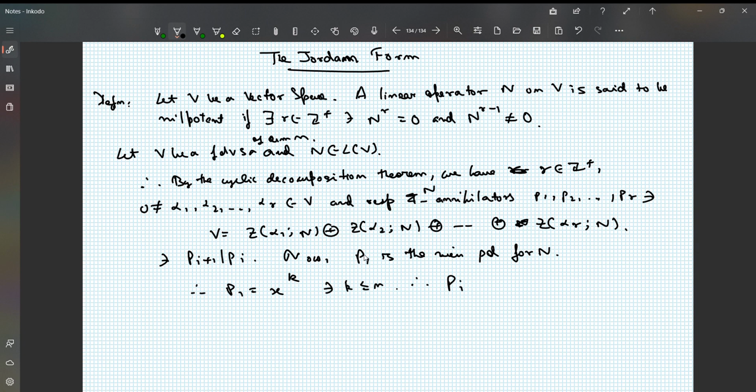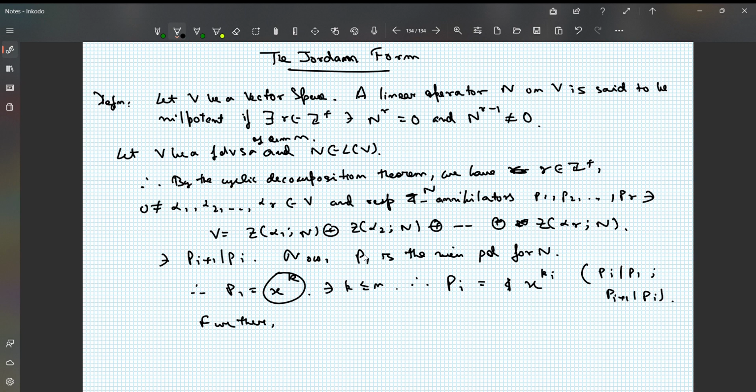Now, since each p(i+1) divides pi, for all pi we have the representation of the form x to the power ki, right? Further, P1 is of this form, and pi should be of this form, x to the power ki, because each pi will divide P1 for sure. On a general note, p(i+1) divides pi, right?